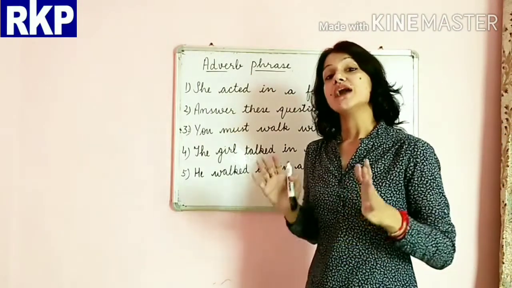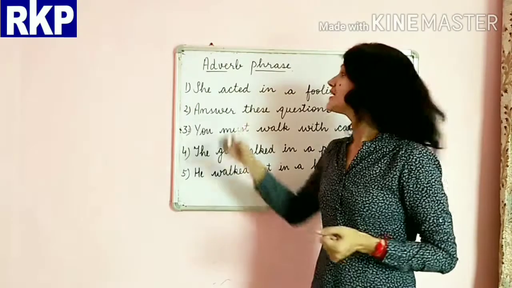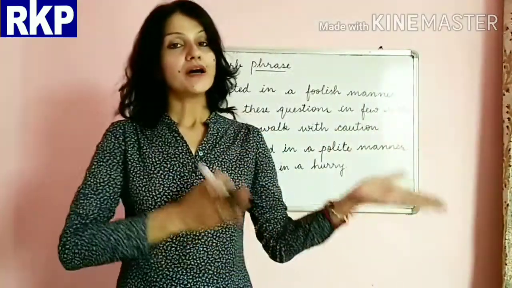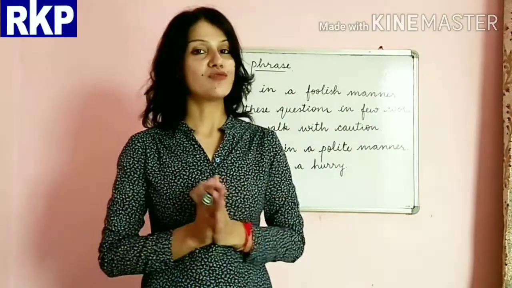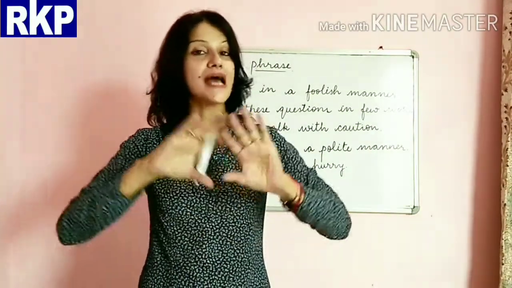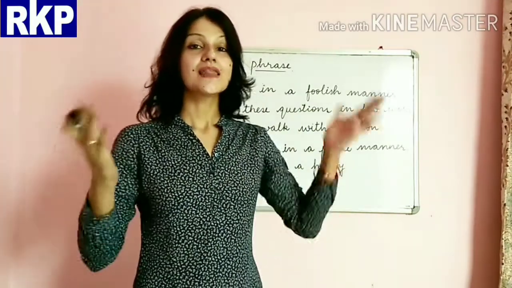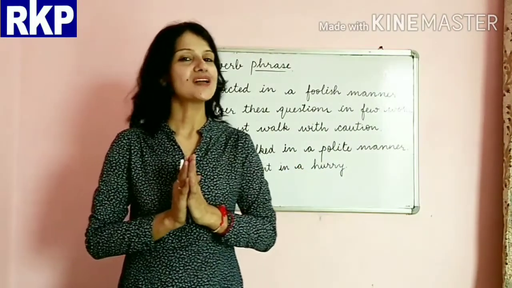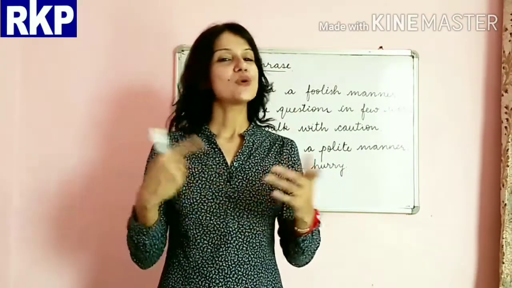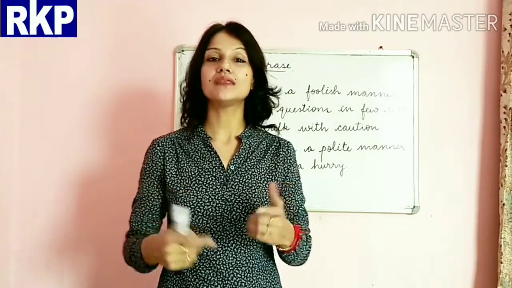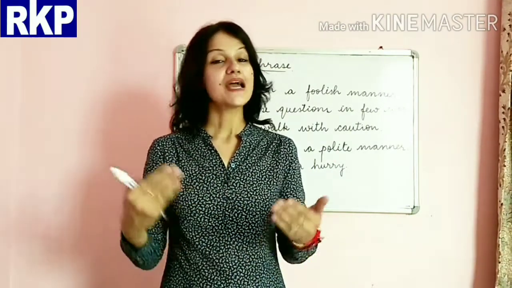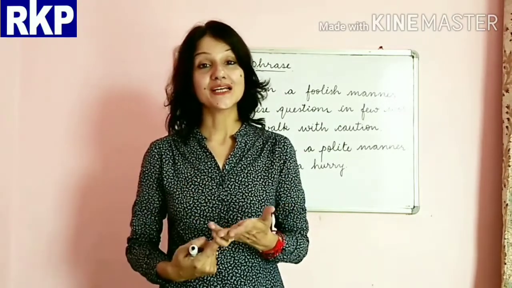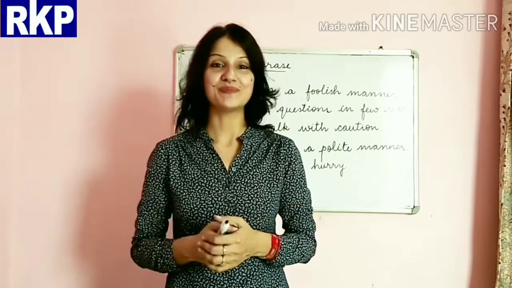Alright students, so now next we are talking about adverb phrase. As we discussed the previous kind of phrase, that was a noun phrase, which acted like a noun in the sentence. Now we have adverb phrase. For that we need to know what an adverb is, right? So adverbs are always associated with the actions in the sentence, and they modify three things, that is verbs, adjectives and another adverb.